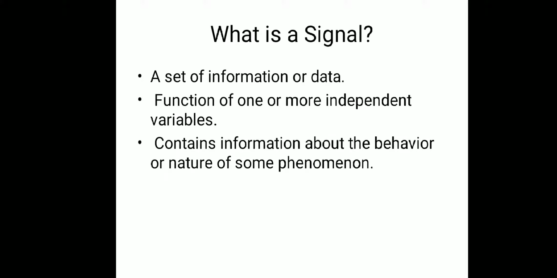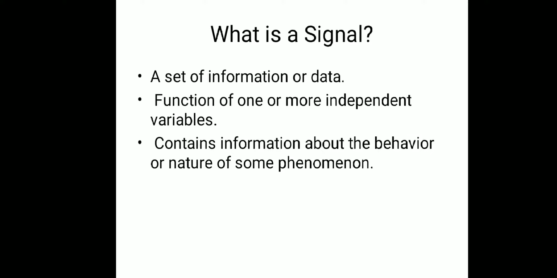And so the definition, a simple definition: a set of information or data, a function of one or more independent variables, which contains information about the behavior or nature of some phenomenon. So apart from this, you can define a signal in a simple way: it is a function which conveys information. That is the good definition for a signal.